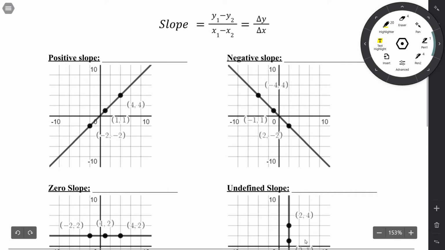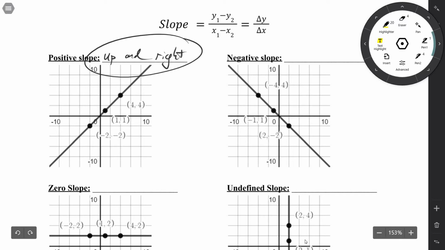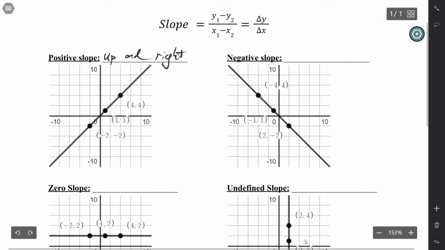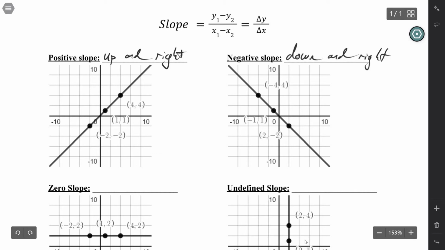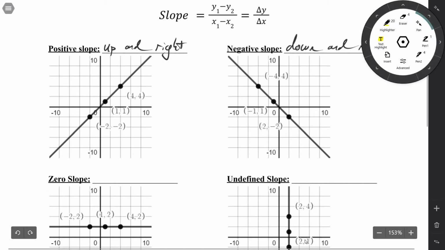First off, just some reminders. Positive slopes, they're pointing up and to the right. Some people say they're pointing down and to the left. I think positive up, so up and to the right. And you can write this however you would like, really in some way that makes sense to you. What about negative slope? Negative slope is down and to the right. That's how I think of it, at least. Down and right. And then there's two more.